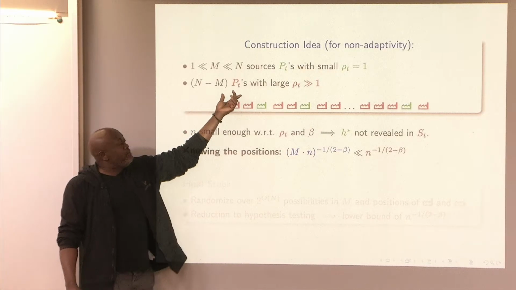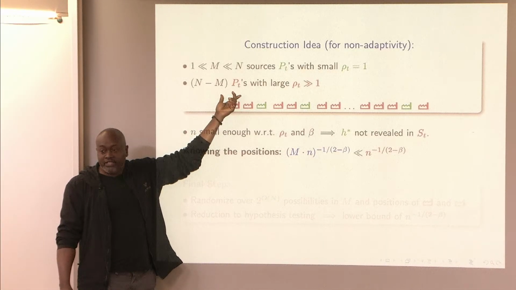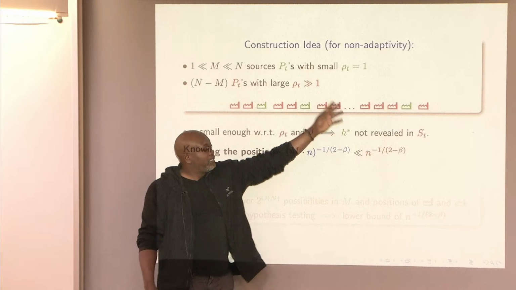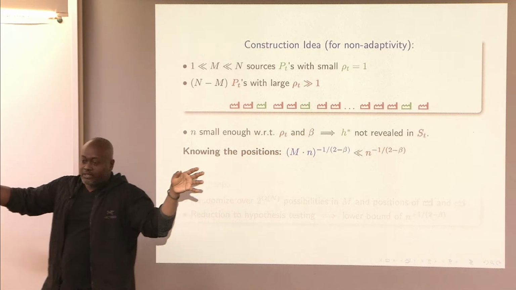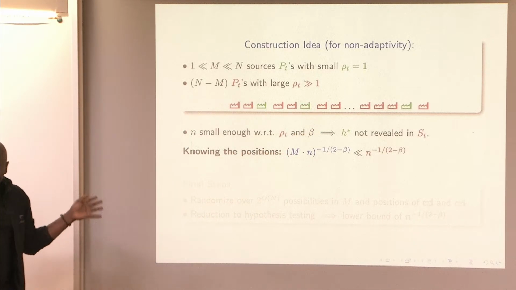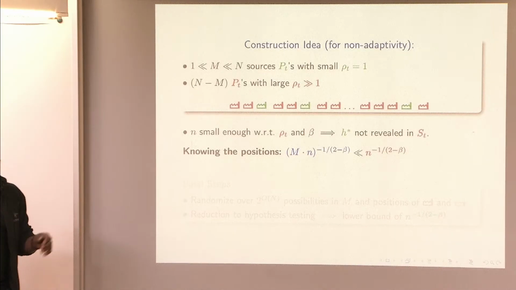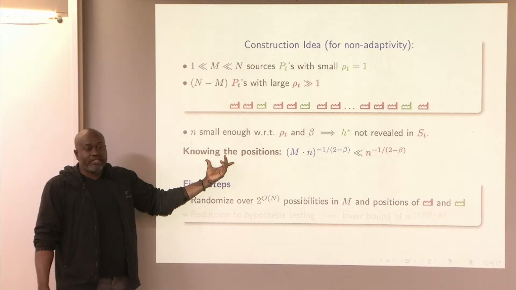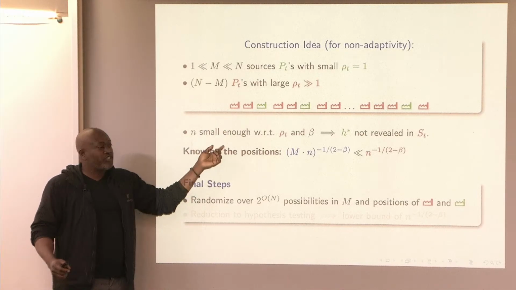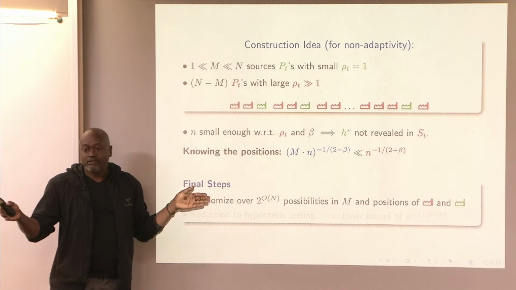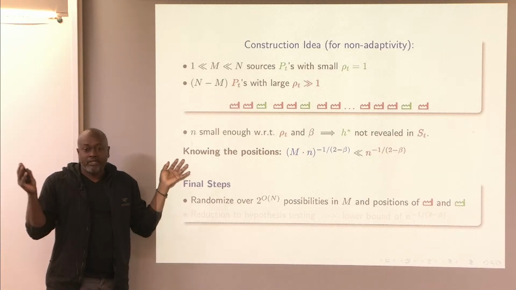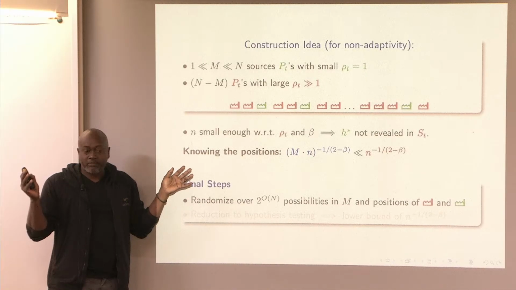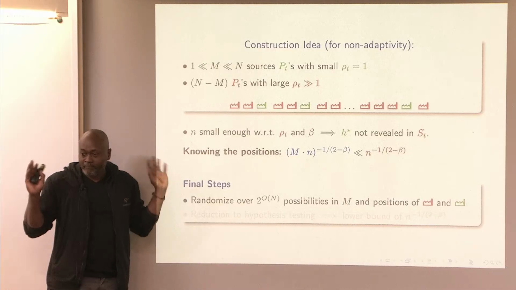And then there are many bad ones. Fine. The good ones are interspersed between the bad ones. Is that clear to everybody? And so if I know the positions, that's what the oracle does. The oracle knows the positions. It can just pick the good ones, combine them, aggregate them, and use them as a replacement for the target. Clear?